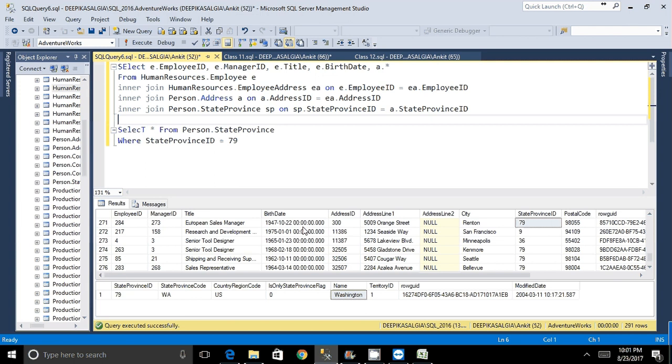So from the A table, you have the state province ID. You're gonna join on it, right? Because this column comes from which table? From the A, which is address, and this column comes from which table? State province. This column comes from which table? Address.